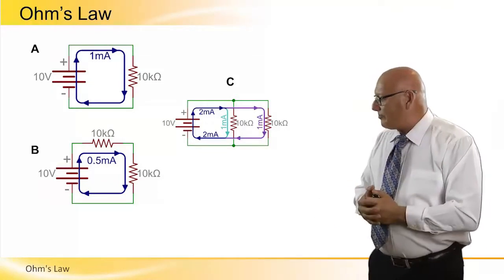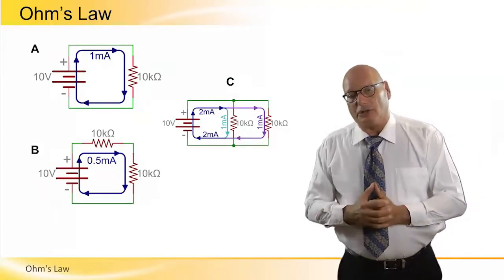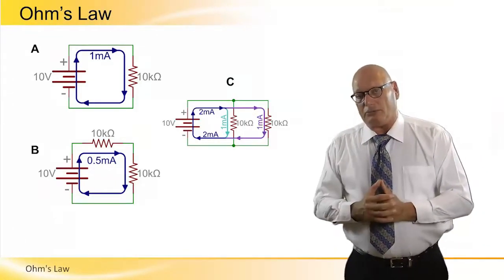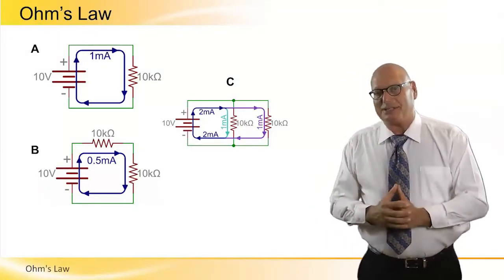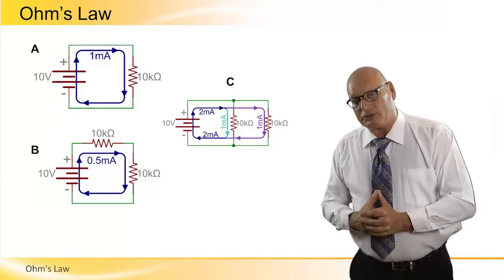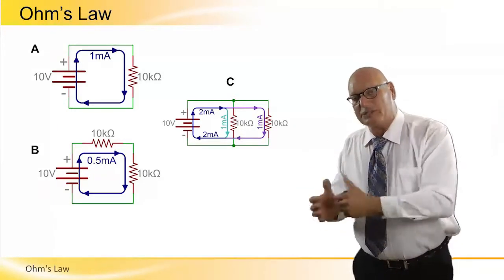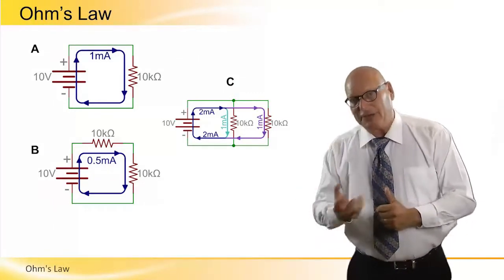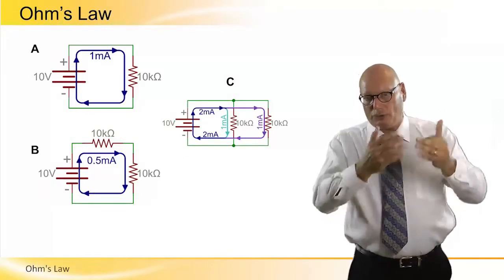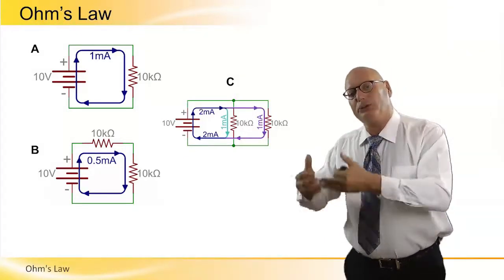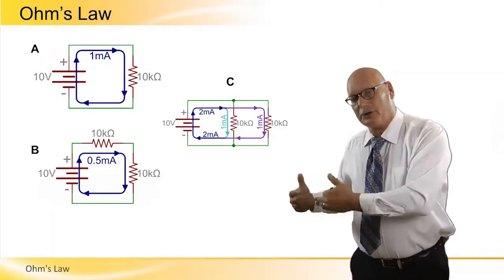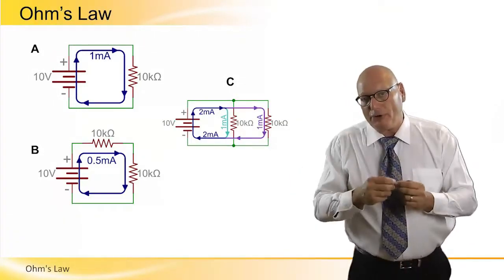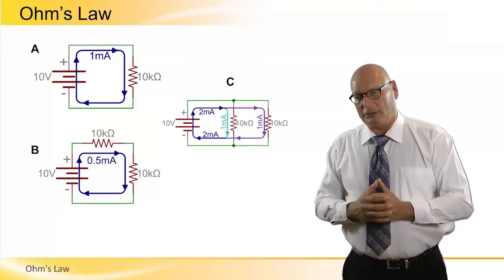Example B, we have 2 resistors. Each of them is 10 kilo ohm. We know by now that we have to add up the resistance of both resistors, so it's 10 kilo ohm in series with another 10 kilo ohm. The equivalent resistance is 20 kilo ohm. We do 10 volts divided by 20,000 ohms, and we come out with 0.5 milliamps.